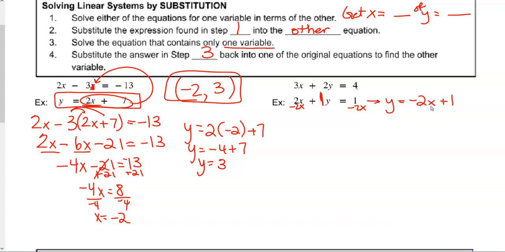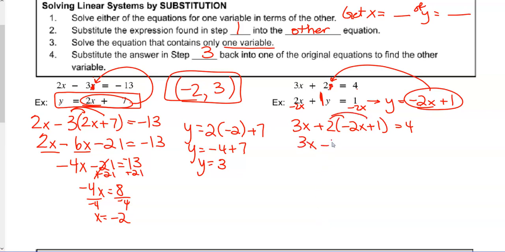Step 2 says I'm going to take this expression and plug it into the other equation for that variable. So we're going to take out the y and plug in negative 2x plus 1. So it's going to look like this. I'm going to rewrite the 3x plus the 2, take out the y and put in the expression from the other equation, and set that equal to 4. So all I did is replace y with negative 2x plus 1. Let's distribute.